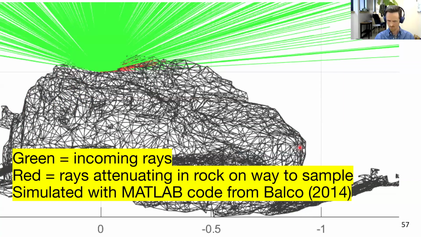But if you get these angular features, sometimes the rock is in its own way and it's blocking that radiation, like this. So this is some computer code that Greg Balco wrote, and it lets you model how each of these incoming cosmic rays will either meet your sample without much attenuation, or maybe it's coming at a low angle and it travels through some of the rock before it eventually finds your sample collection spot. So this is a necessary calculation for these oddly shaped objects, and this photogrammetry allows us to approach that problem.